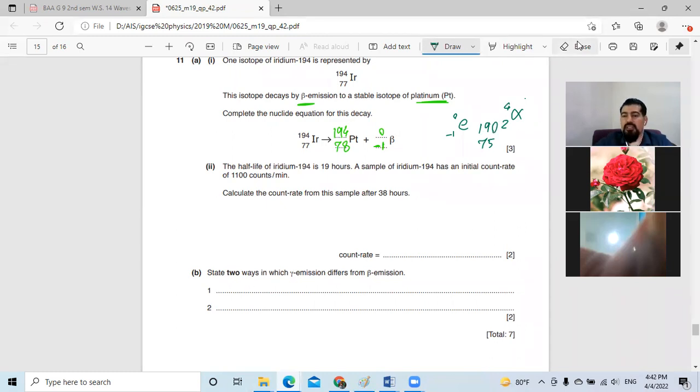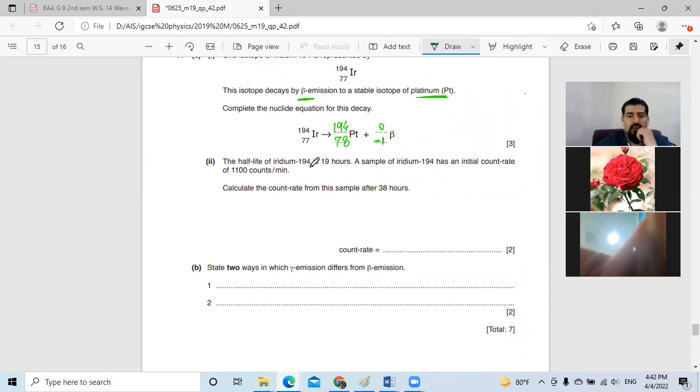You are welcome. Okay. Next, what do they ask? The half-life of iridium-194 is 19 hours, and it has an initial count rate of 1,100 counts per minute. What do they ask? Calculate the count rate of this sample after how long?